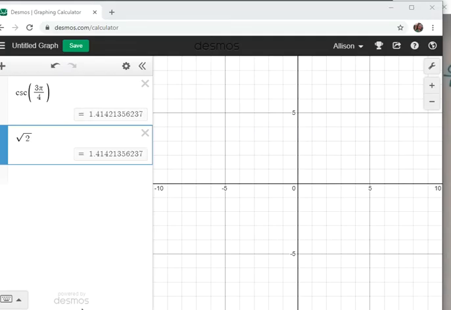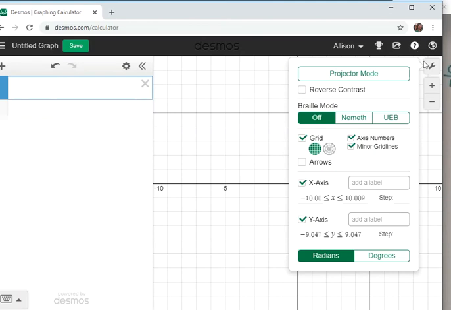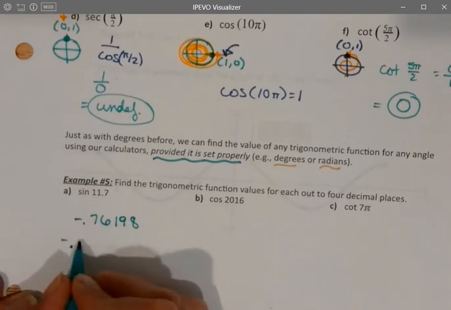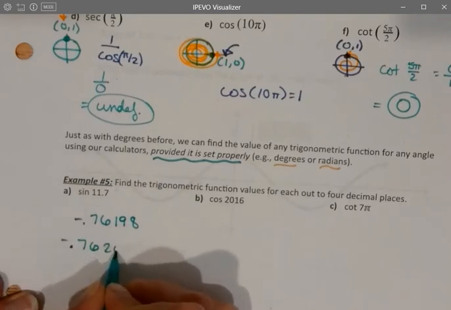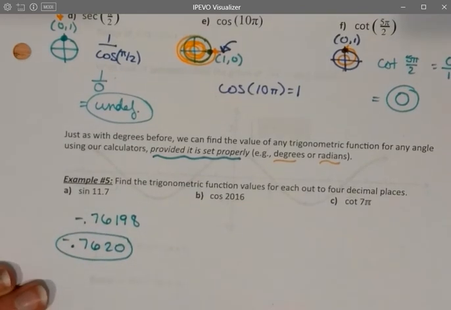So the first one we're going to be finding, I'm going to just double check that we're still in radians. Good, we're in radians. And the first one that we want to find is the sine of 11.7. And so that measure is negative 0.7619. Ooh, it's 198. So if I wanted 4 places, really, I would have to round that to negative 0.7620. So that's to 4 places. The other one was to 5.